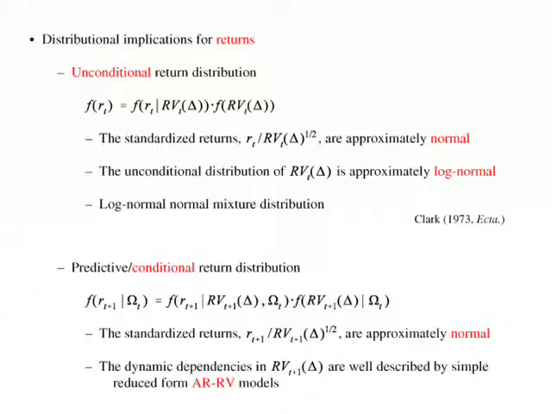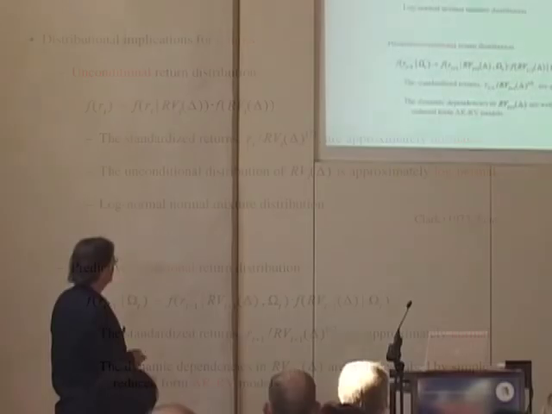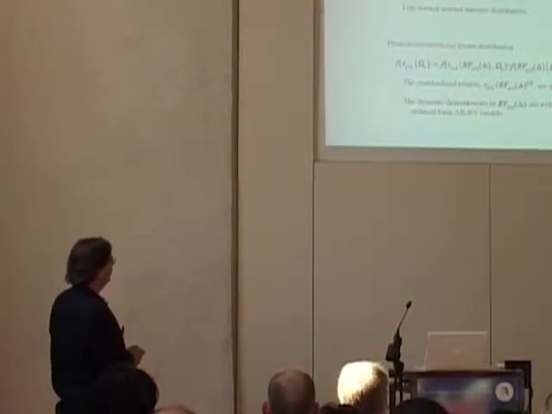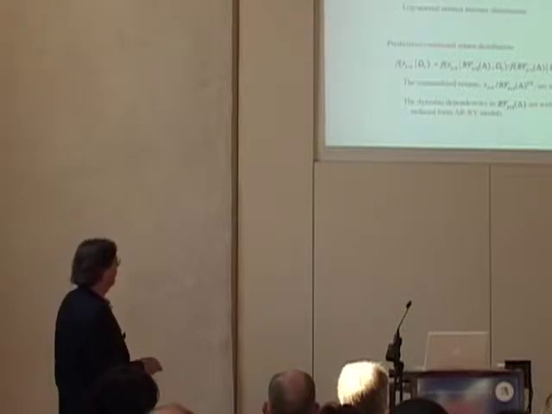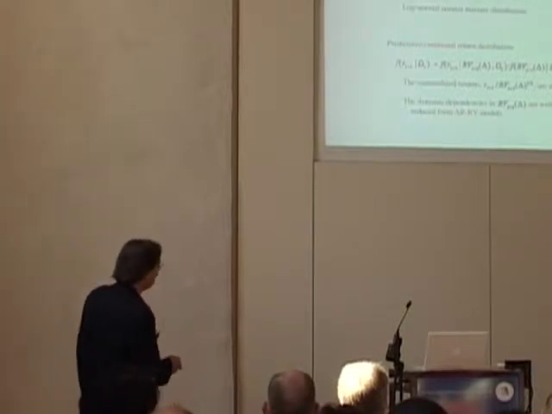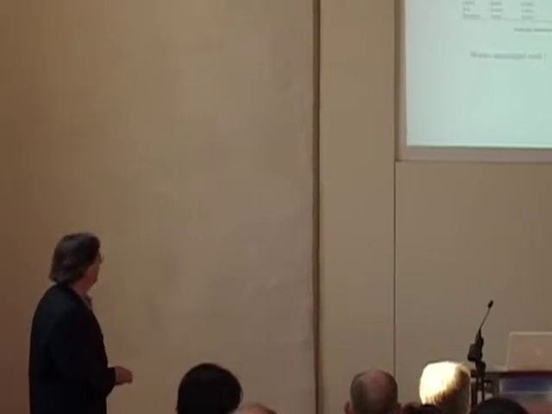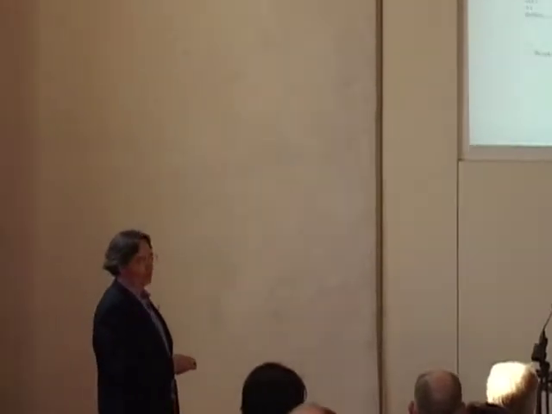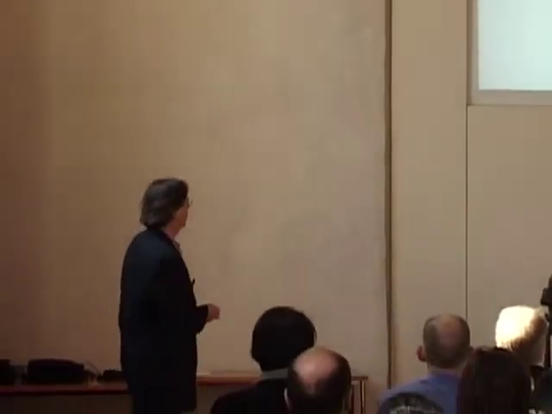Now this is just the unconditional return distribution. You could take that one step further and look at the conditional return distribution, and by using predictive models for the realized volatilities, you can get better predictive return distributions. And again, it seems to work very well in sample, and you can look through some of that.